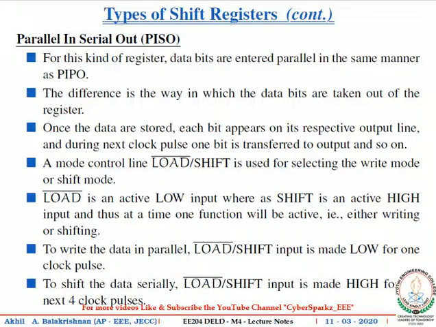Next one is the parallel in, serial out PISO shift register. The PISO shift register is similar to the PIPO register in the case of inputting the data, but outputting the data will be different. The PISO register outputs the data serially, which means we'll be obtaining only one bit at a time. In order to input the data, one clock pulse is required to input all the bits parallelly to the shift register. And in order to shift the data, you require the corresponding number of clock pulses. If you have n-bit data, you require n clock pulses.